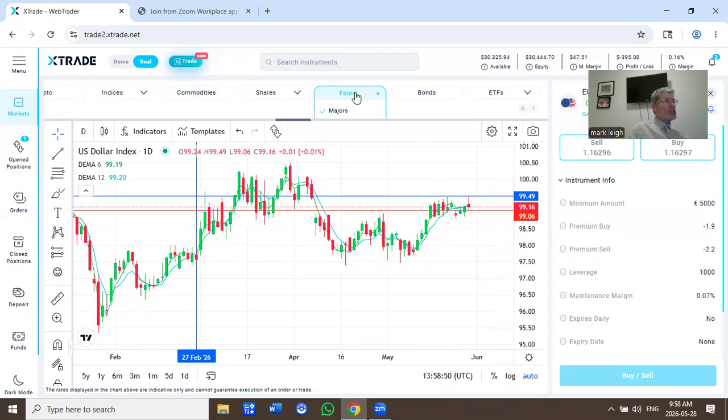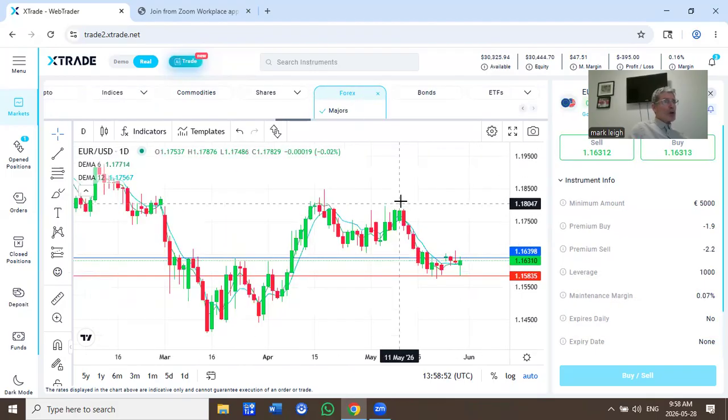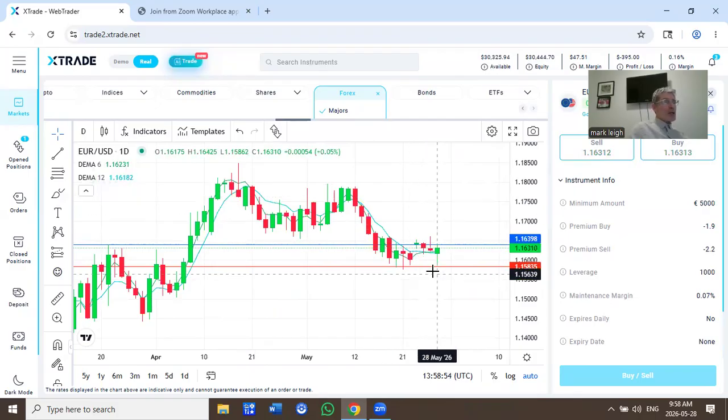Let's have a look at the majors. Euro US, and there you see has been in a strong downtrend, selling euro, buying US, strong US dollar. Started that way again today. There's support, but the euro has bounced back. The US dollar has given up those gains. Now looking at a weak US dollar.